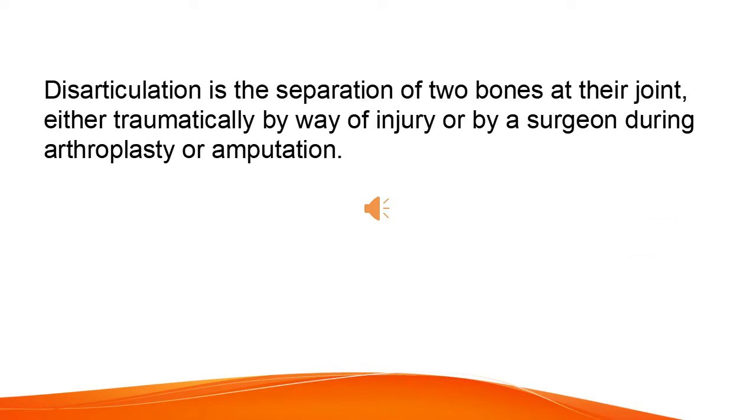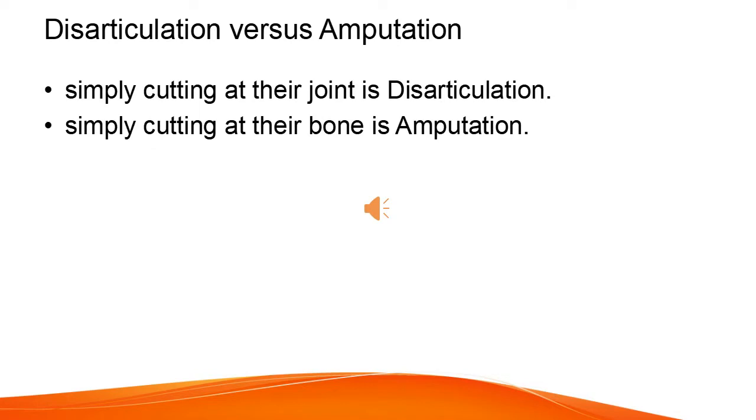Disarticulation is the separation of two bones at their joint, either traumatically by way of injury or by a surgeon during arthroplasty or amputation. Disarticulation versus amputation. Simply cutting at their joint is disarticulation. Simply cutting at their bone is amputation.